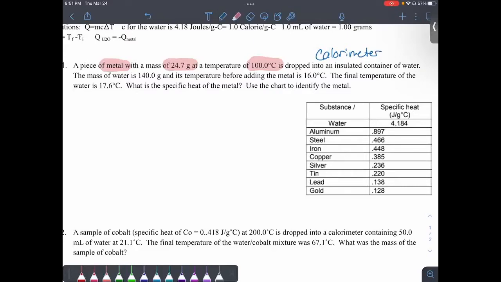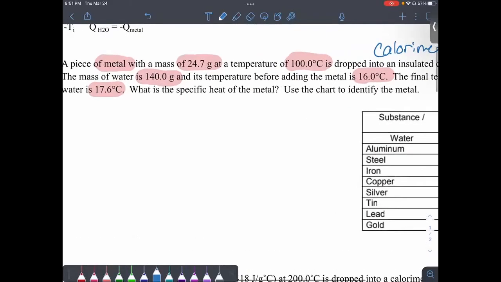And then the mass of the water was 140 grams, and its temperature before adding the metal, so its initial temperature, was 16 degrees. The final temperature of the water turned out to be 17.6 degrees Celsius. What is the specific heat of the metal, and what is the metal based on that chart? So real quick, let's go back through that. We were given the mass of the metal. We were given the temperature of the metal initially.